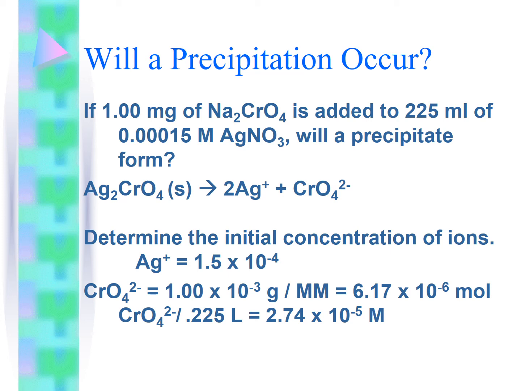The chromate ions we can figure out based on the milligrams of sodium chromate and the volume. We know this is also soluble because salts with alkali metals are soluble. So I can say that this whole thing's going to dissolve too. Take that mass, divide by the molar mass, get the number of moles, which is 6.17 times 10 to the minus 6. You're going to divide that by 0.225 liters because we have to convert the milliliters to liters. And we get that concentration is 2.74 times 10 to the negative 5.